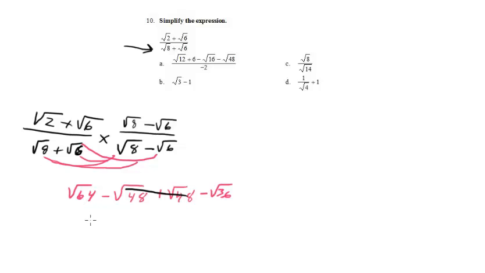I'm left with square root of 64, which is 8, minus the square root of 36, which is 6. So on the bottom, I have 2. I'm going to set that over here. There's my bottom. There's my denominator.